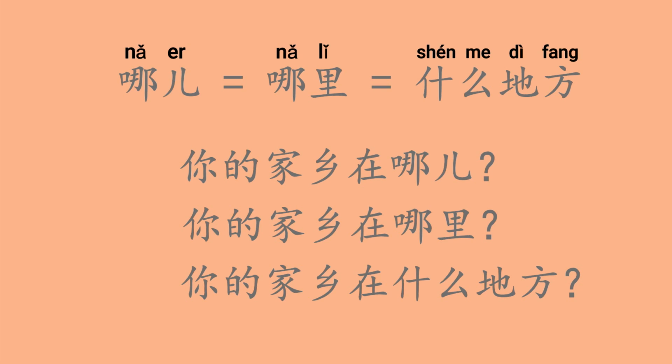什么, we learned 什么 means what. 地方 means place. 什么地方 means where. So you can either use 哪儿 or 你的家乡在哪里 or 你的家乡在什么地方.